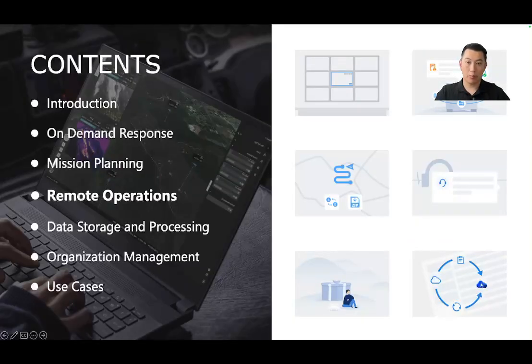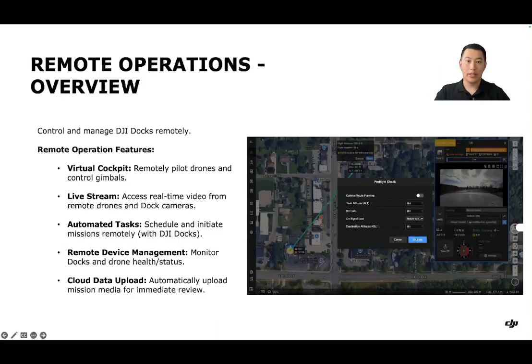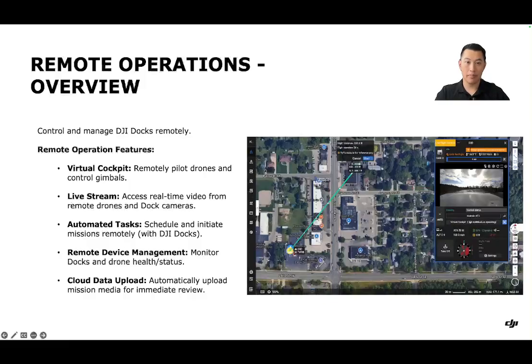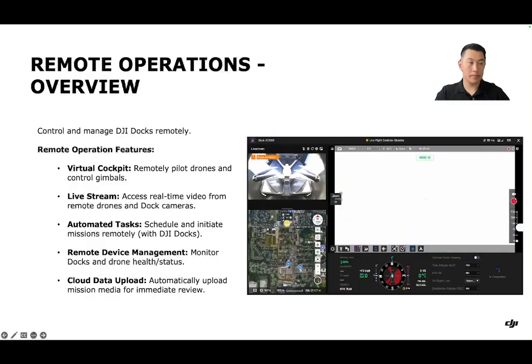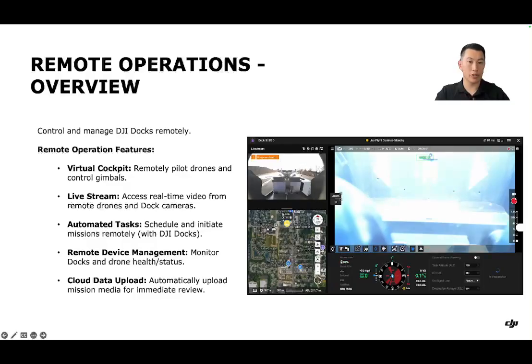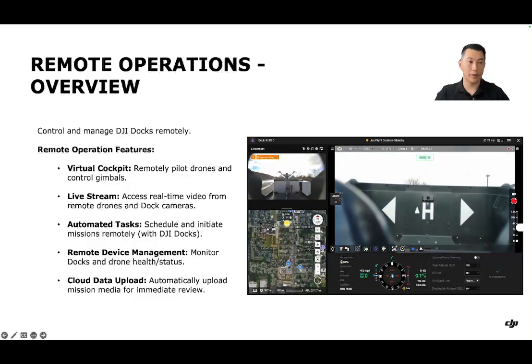FlightHub 2 also supports remote operations with the use of DJI docks. DJI docks can be controlled and managed remotely. Some of these remote features include virtual cockpit, live stream, automated tasks, remote device management, and cloud data upload. So you can see we kind of started a mission and now we're in the virtual cockpit. All this is done through FlightHub 2.